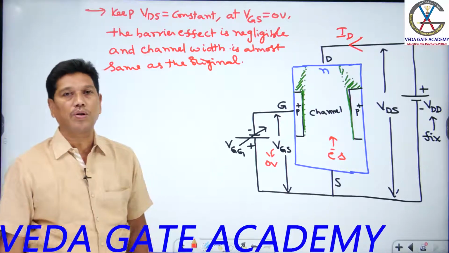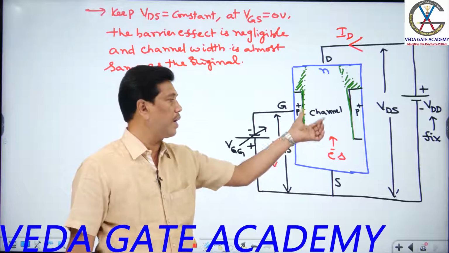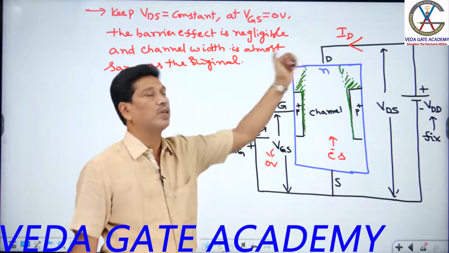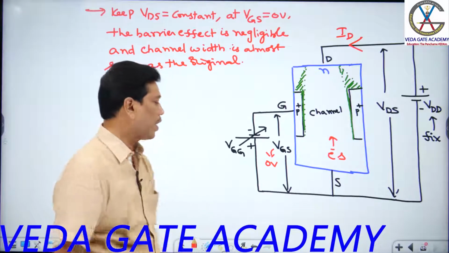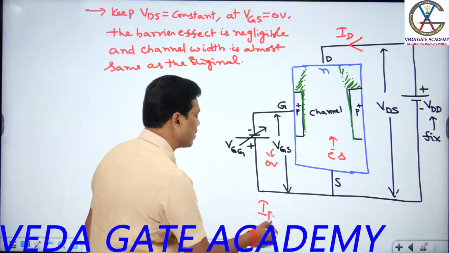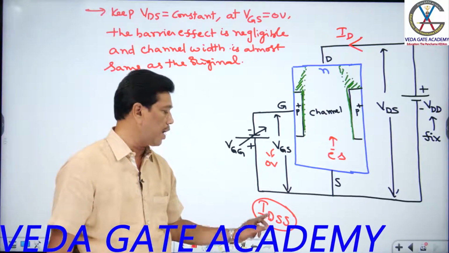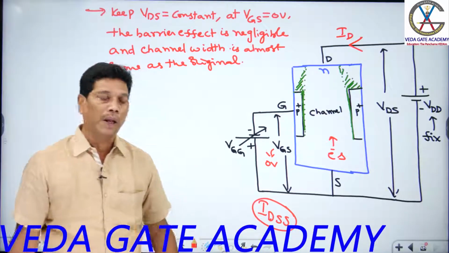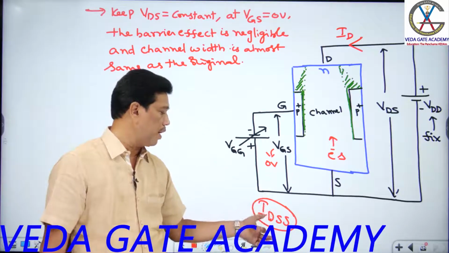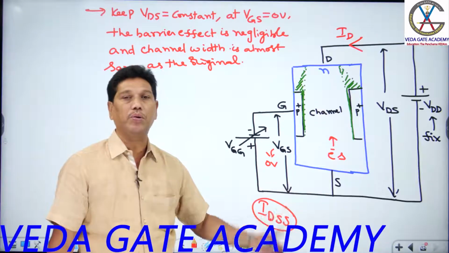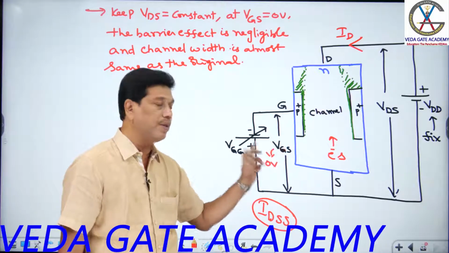At VGS equal to 0 volt, students, the channel is almost free. The tendency of electrons drifting is a large quantity, such that the drain current is maximum. That drain current is called the saturated drain current, IDSS. Originally it means the drain current under short circuit of the gate to source junction. IDSS is nothing but the saturated drain current. It is the highest current that can be defined under VGS equal to 0.